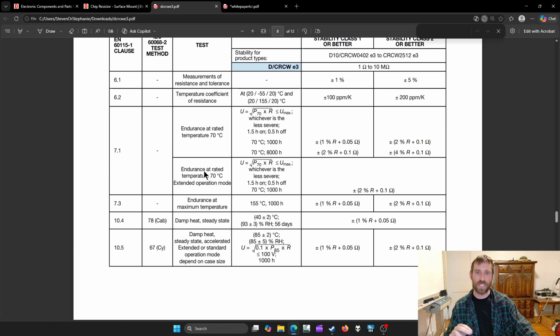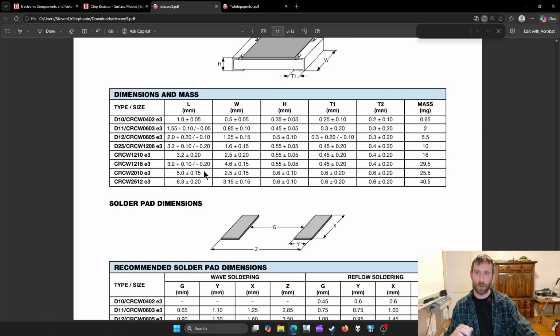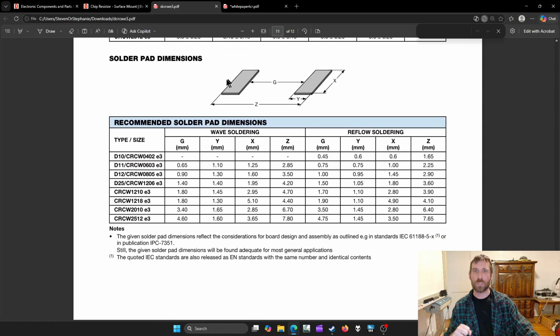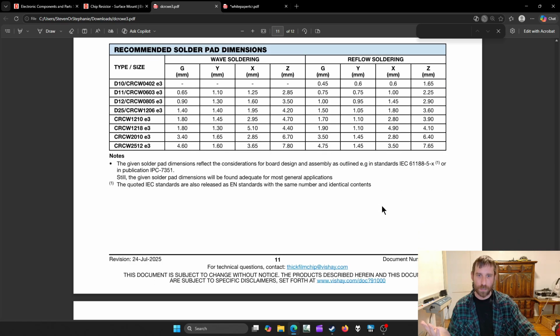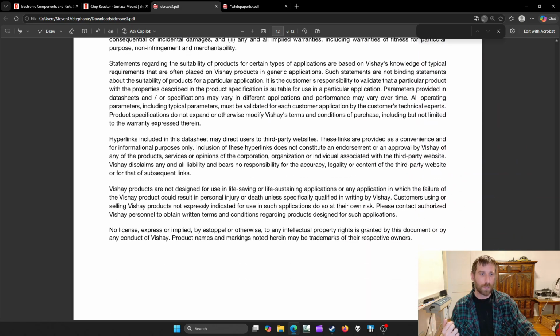Everything else in this data sheet here is compliance stuff. If you really want to know about that, you can do that. Solder pad recommendations. But once again, we're dealing with standard resistors here, which means standard sizes. So if you already have a footprint, you're probably good to go.